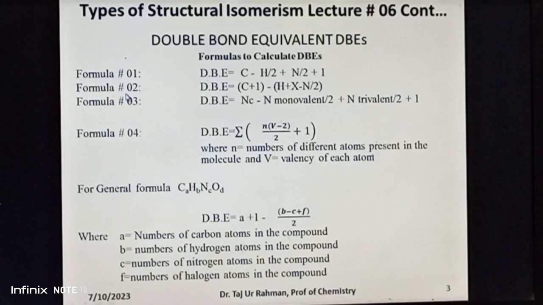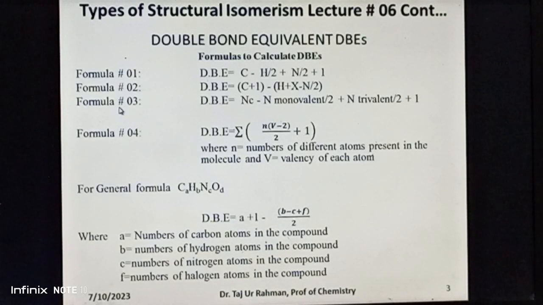This is formula number 2, and this formula indicates that double bond equivalent is equal to (C plus 1) minus (H plus X minus N) by 2, where C is the number of carbon atoms, H is the number of hydrogen atoms, X is the number of halogen atoms, and N is the number of nitrogen atoms.